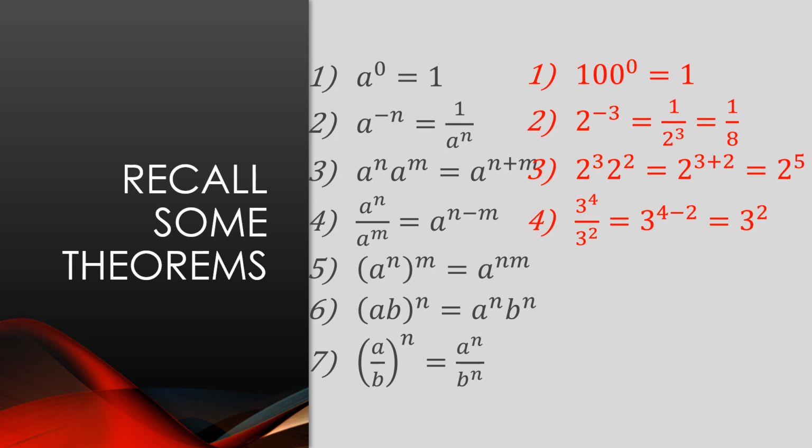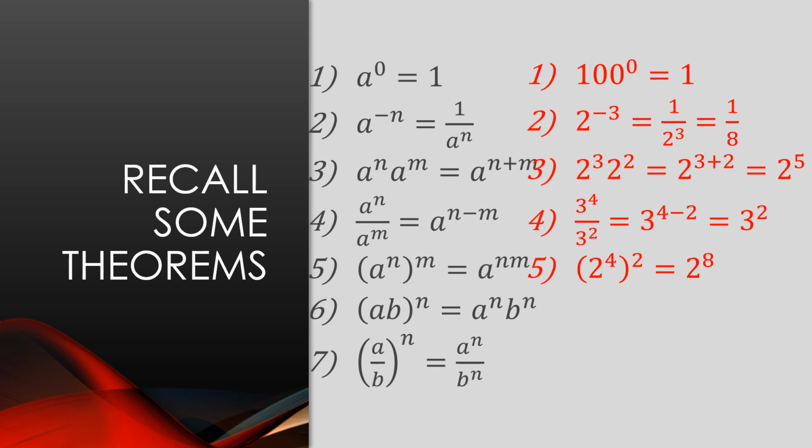For number 5, a raised to n, raised to m, is equal to a raised to n times m. Example, 2 raised to 4, squared, the answer is 2 raised to 4 times 2, and the answer is 2 raised to 8.